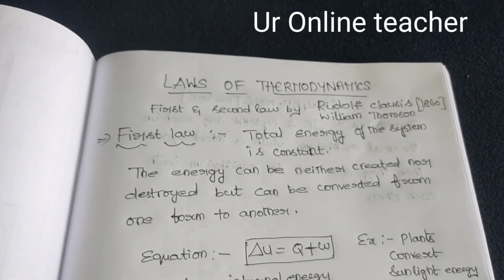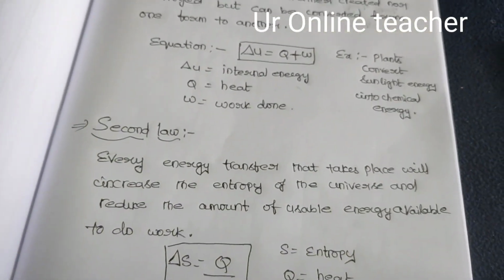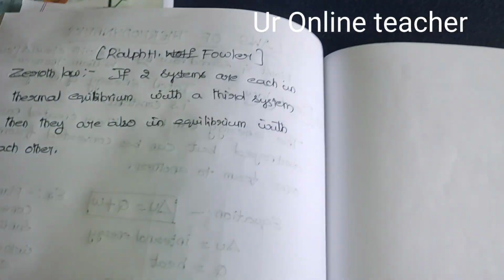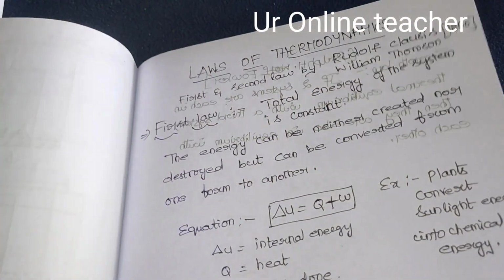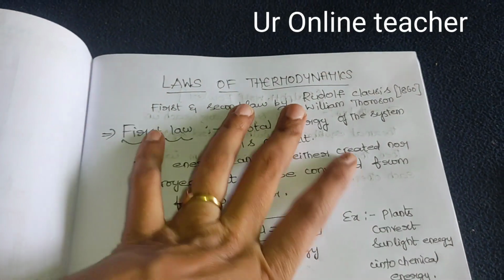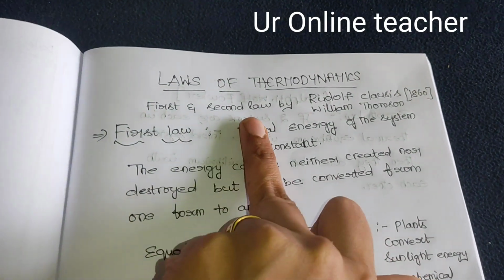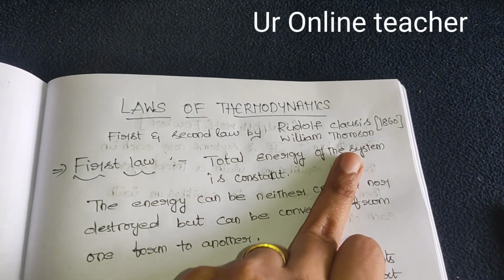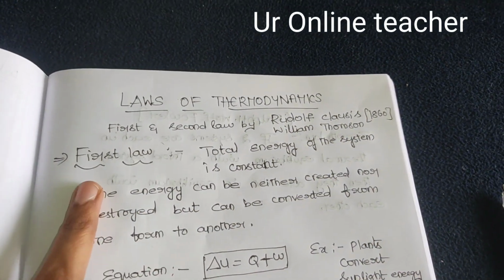So we know there are three laws: first law, second law and third law of thermodynamics, and there is even a zeroth law of thermodynamics. So we can say there are four laws of thermodynamics. The first and second laws were proposed by Rudolf Clausius and William Thomson in 1860. So what is the first law?